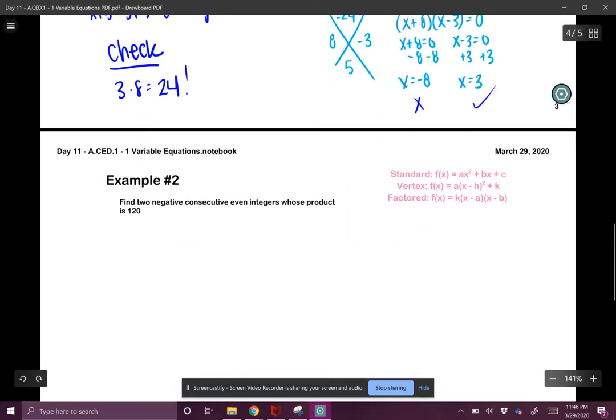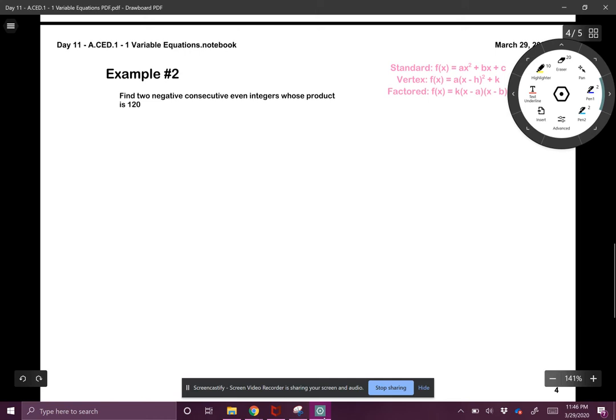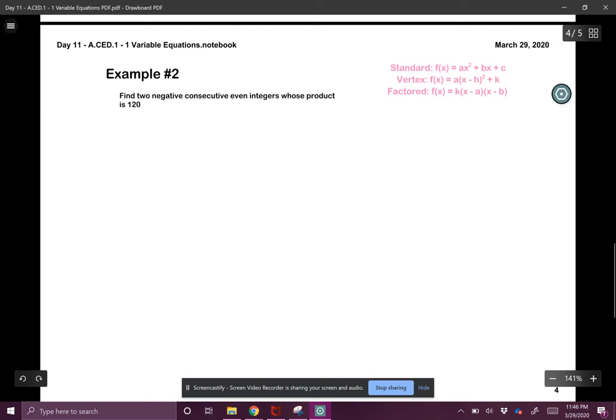Let's try one more question. These ones look shorter, but they do give us a lot of information, and we'll discover that as we read through this problem. So our second example says find 2 negative consecutive even integers whose product is 120. So in that, we have a lot of different pieces of information. We have 2 negative consecutive even integers whose product is 120. Reminder that product implies multiplication.